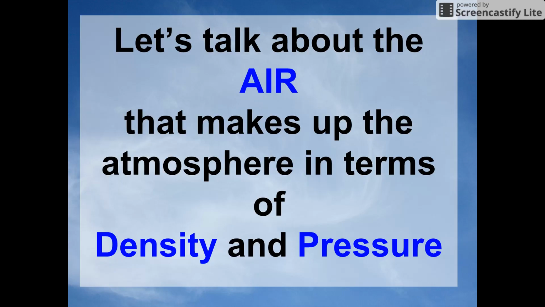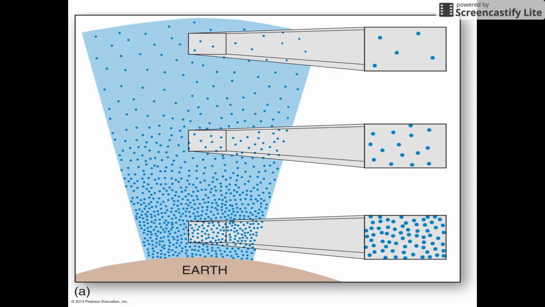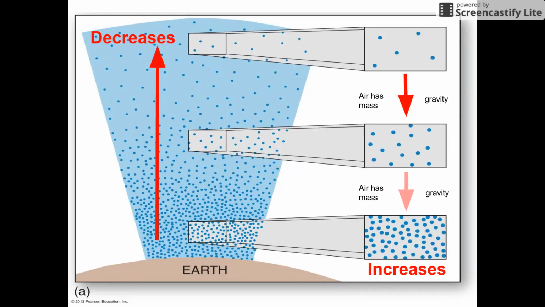Now let's talk about the air that makes up the atmosphere in terms of density and pressure. As you increase elevation or go up in the atmosphere, the amount of air molecules in the atmosphere decreases. Why? Because air molecules have mass, so air will sink towards the ground due to gravity.